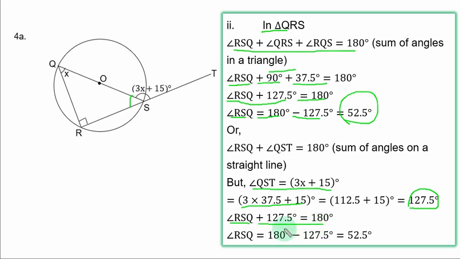You collect like terms, or like angles. You have angle ROSQ equal to 180 degrees minus 127.5 degrees, and that is 52.5 degrees. Any of the approaches will produce the same result.